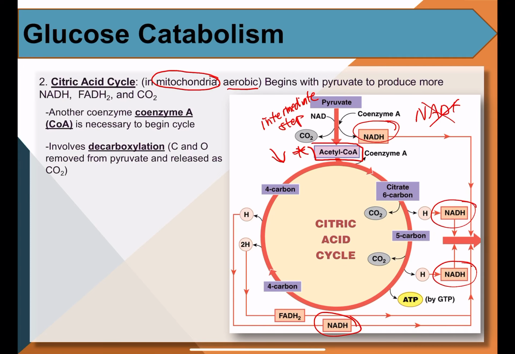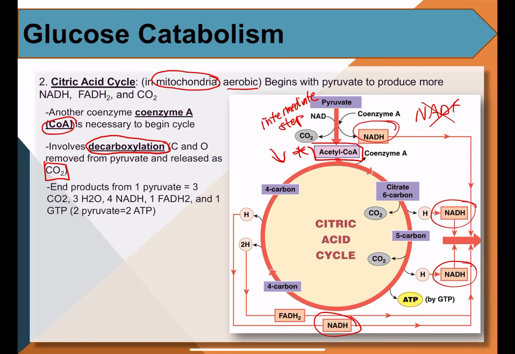And it uses the enzyme called coenzyme A, and hence that's why it makes acetyl-CoA. This involves a chemical reaction called decarboxylation. Decarboxylation literally means the removal of a carbon dioxide molecule. That's why it's called decarboxylation, removal of carbon and oxygen in a sense.